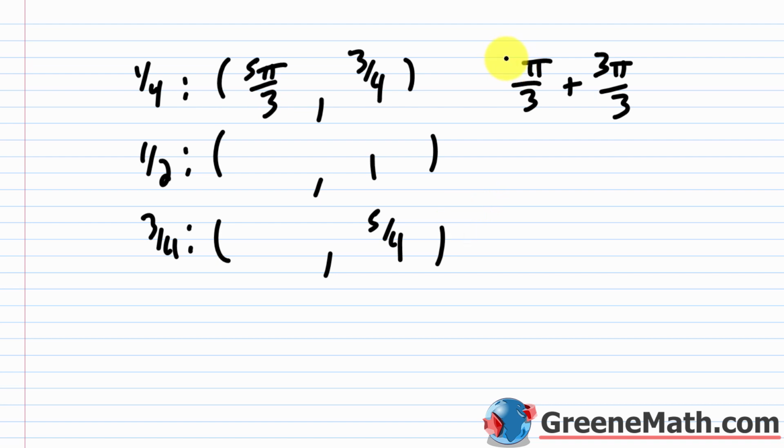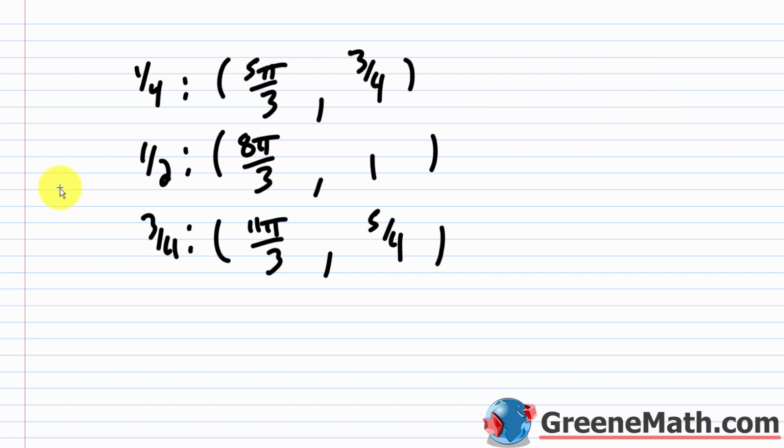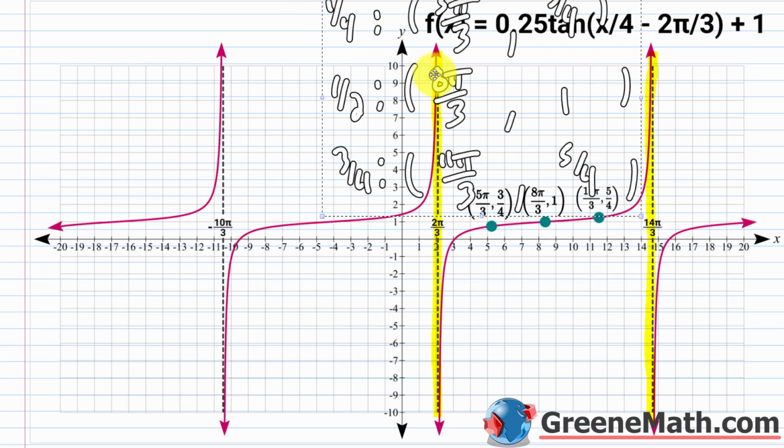So now this would be 5 pi over 3 plus 3 pi over 3. That would be 8 pi over 3. And then do that one more time. So 8 pi over 3 plus 3 pi over 3. That would be 11 pi over 3. So these are going to be those 3 points right there. Let me just grab this real quick, come down here and paste this in.